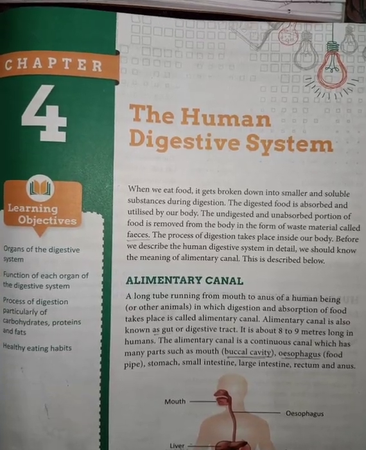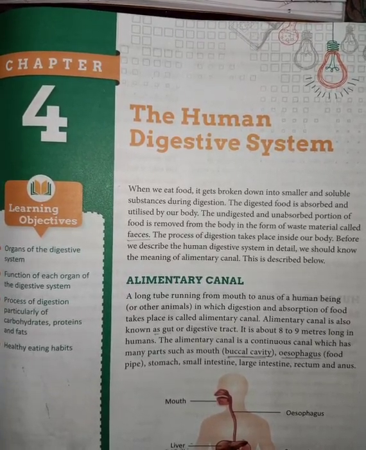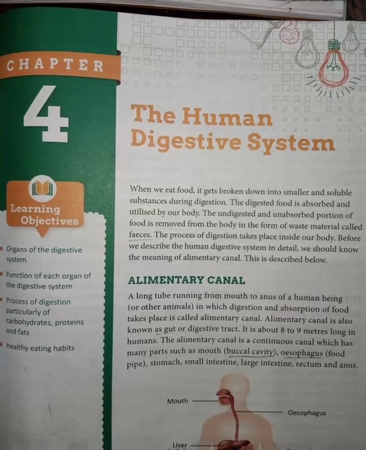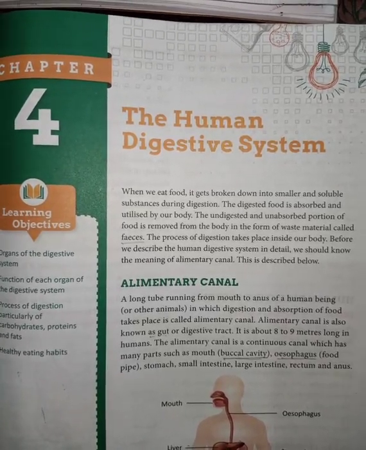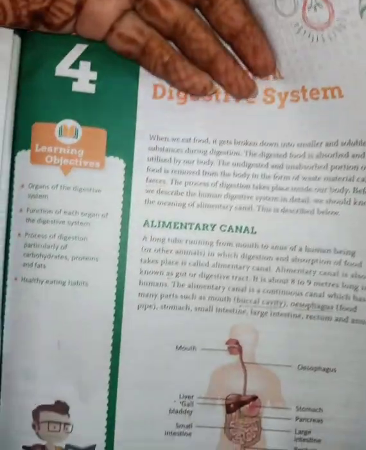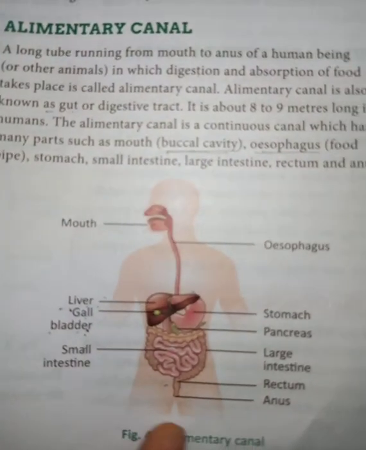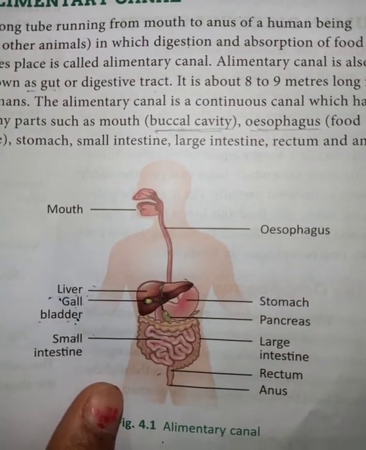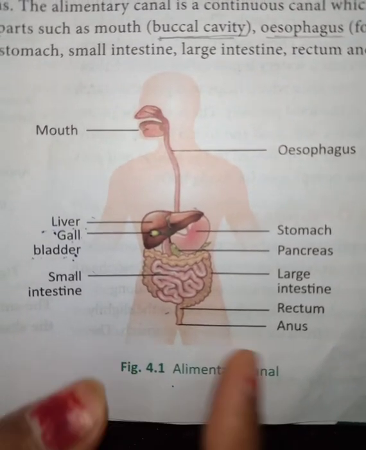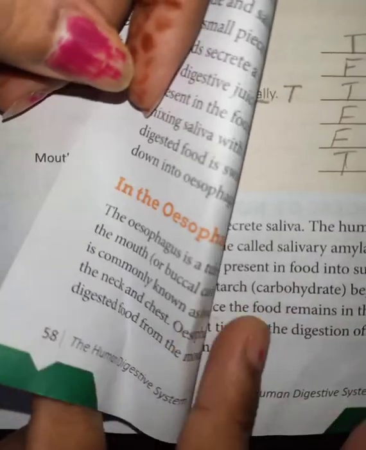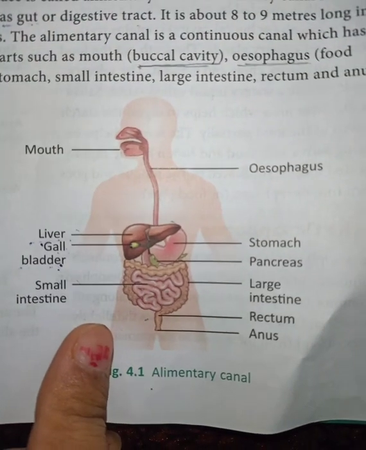The human digestive system. So in the last lecture, children, we have already completed the chapter. Now in today's lecture, we are going to start the question and answers. And before that, children, you have one diagram of digestive system. This diagram is on page number 57.